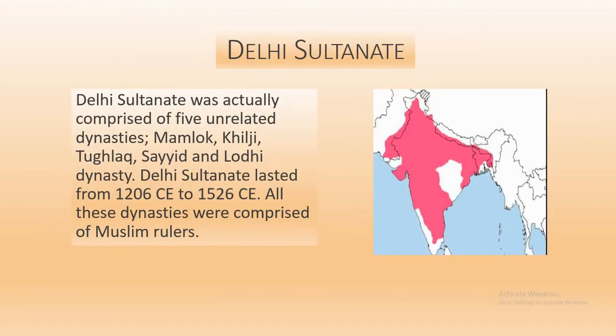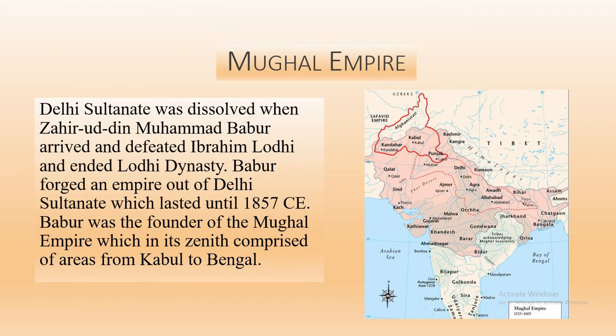The Delhi Sultanate was actually comprised of 5 unrelated dynasties: Mamluk, Khilji, Tughlaq, Sayyid and Lodi. The Delhi Sultanate lasted from 1206 CE to 1526 CE. All these dynasties were comprised of Muslim rulers. Mughal Empire. The Delhi Sultanate was dissolved when Zahiruddin Muhammad Babur arrived and defeated Ibrahim Lodi and ended the Lodi dynasty. Babur forged an empire out of the Delhi Sultanate which lasted until 1857 CE.